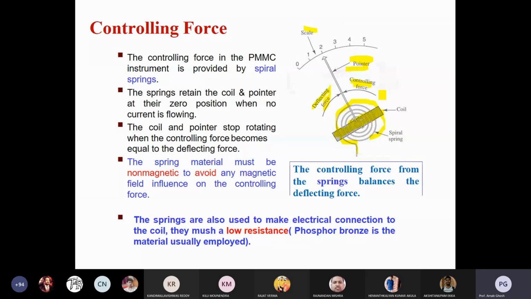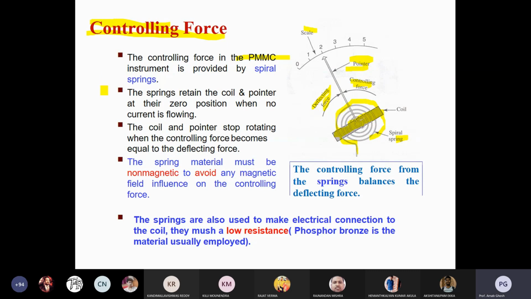The spring retains the coil and the pointer at their zero position when no current is flowing. So how will it be written? That spring constant, you have to include some spring dedicated for this purpose. If you tune that one, automatically you can see that when no current is flowing, there is the zero position. That is the way we need to manufacture or tune it.